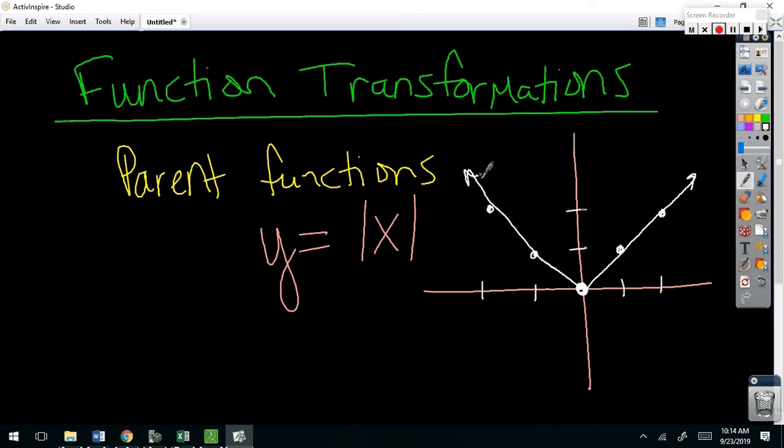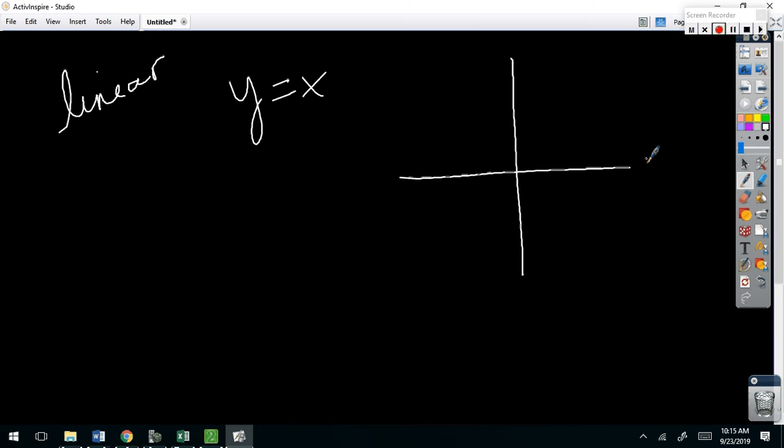You'll mainly be working with quadratics and absolute values, maybe some lines here. What do you think the parent function for a line is? Y equals X. Okay, linear parent function. Linear would be Y equals X. And it just looks like 0, 0. It's the same thing as that absolute value graph. The only difference is that the negative portion is not flipped up, right? This is a linear parent function.